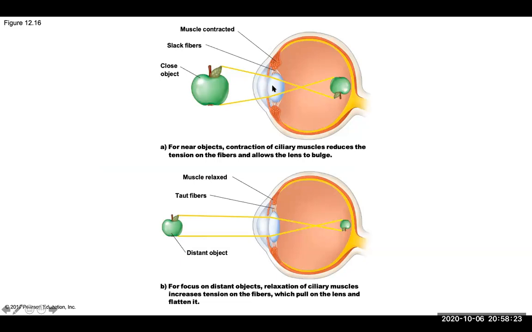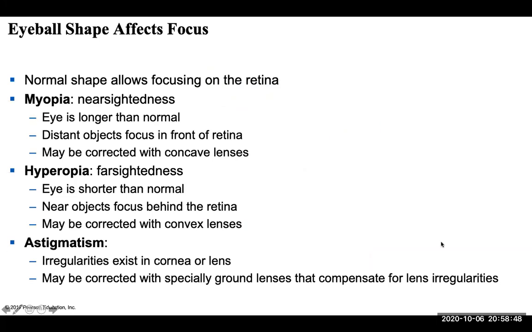For near objects, this is a look at how the lens changes shape to focus the image on the back of the retina. For near objects, looking at a close-up object, contraction of your ciliary muscles will reduce the tension on the fibers and allow the lens to bulge or become thicker. And for focus on distant objects, relaxation of the ciliary muscles increases tension on the fibers, which will pull on the lens and flatten it. Normal shape allows focusing on the retina.